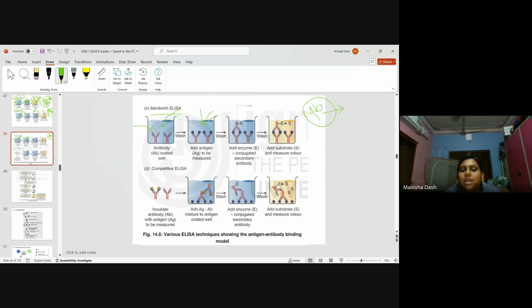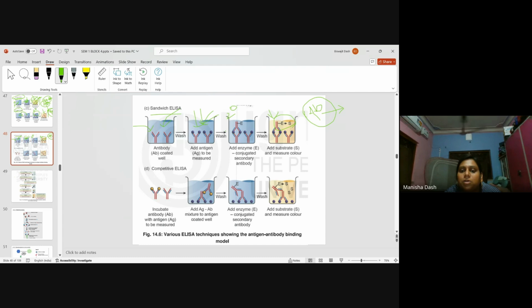Okay, so if the hepatitis B antibody is there in my blood serum, the hepatitis antigen will go and bind to the antibody. Now you will use a secondary antibody linked to an enzyme that has the ability to convert the substrate to a chromogenic product. So you will put the substrate. If the secondary antibody binding has taken place, then definitely a color will change.